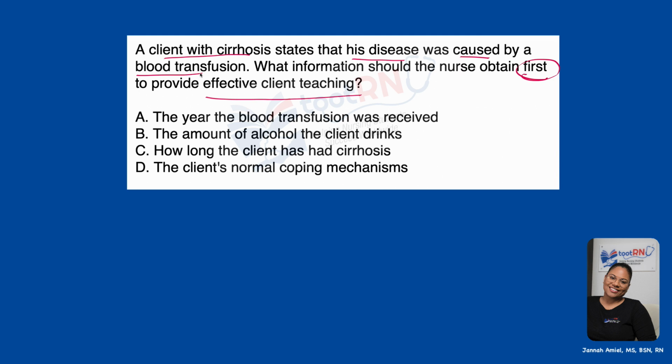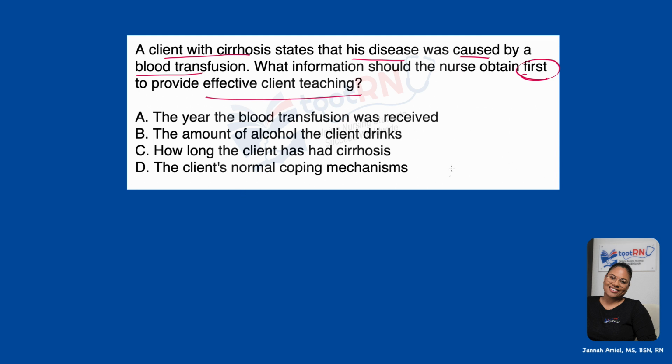So when we're thinking about outcomes, trying to find our solution, we have to think, well, what do we know? We know cirrhosis is a disease of the liver. We know that you can certainly get cirrhosis from something like hepatitis, for instance. You can get cirrhosis from things like alcohol use, drug use. So there are several ways that this can happen. The patient says that he got it from a blood transfusion. So let's look at our answer options.